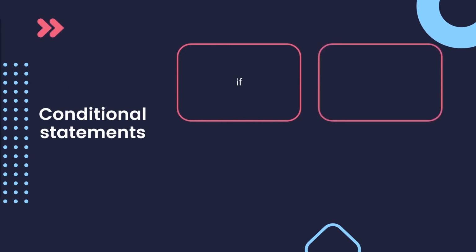Now, here are the key conditional statements that we tend to use in JavaScript. First of all, we have the if statement, which is used to specify a block of code to be executed only if the condition is true. Next up, we have the else statement, which is used to execute a block of code if the if statement is not true, or results in false.